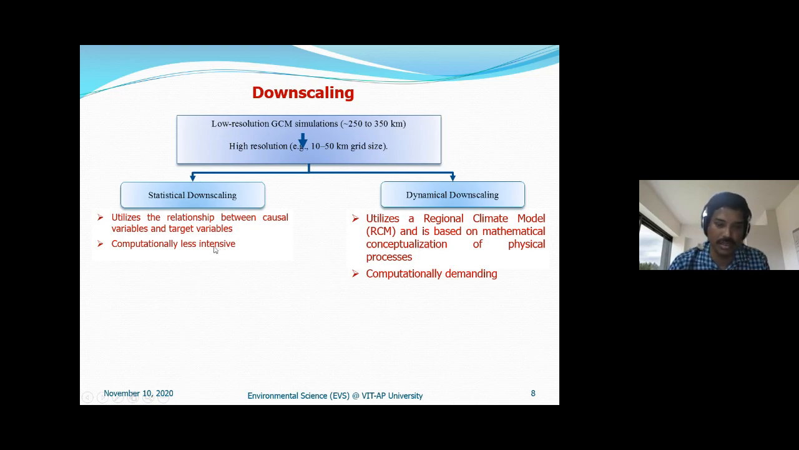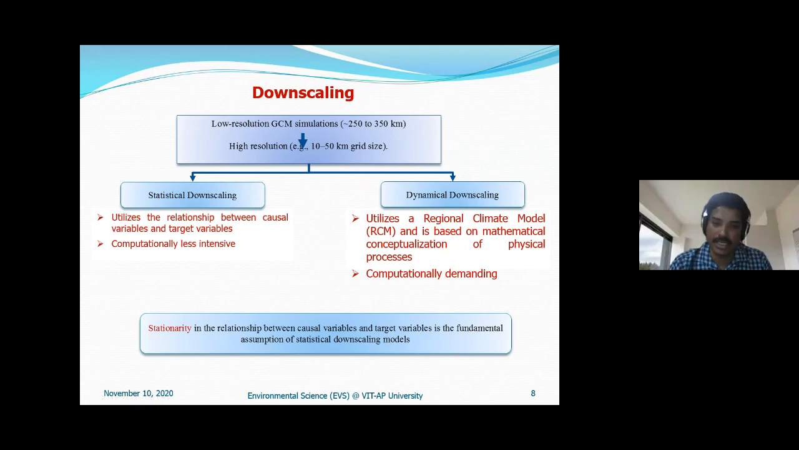Statistical downscaling depends on the relationship between the causal variable and the target variable, and it is computationally less intensive. At the same time, dynamical downscaling uses another type of model called the regional climate model. Earlier I used the word GCM, the global climate model, and this is the regional climate model. It is forced by the output from a GCM and runs at a local scale, but it is computationally very demanding. So each has its own merits and demerits indeed. But the basic thing common to both is stationarity. Again, the word came into our discussion: stationarity.